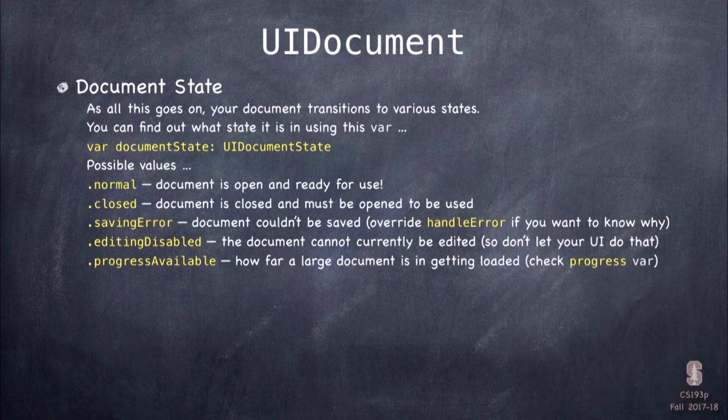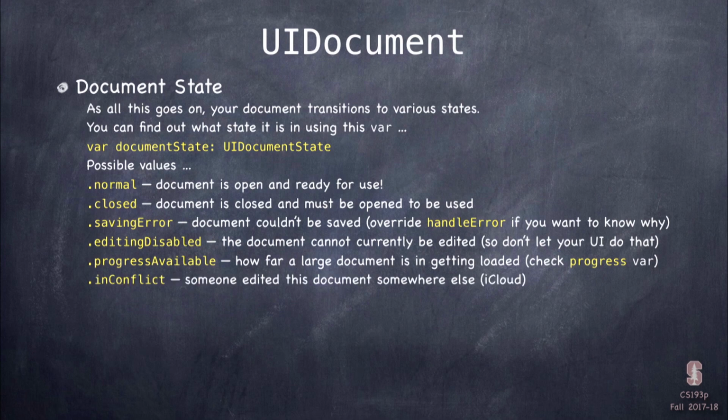Then there's the progressAvailable state. That means you did open on a document and the document is huge and it's downloading it from iCloud or something. And this will tell you that progress, via the progress bar in UIDocument, will tell you how far along it is. And it'll stay in this state until it's fully downloaded. Then it'll move to open, or normal rather.